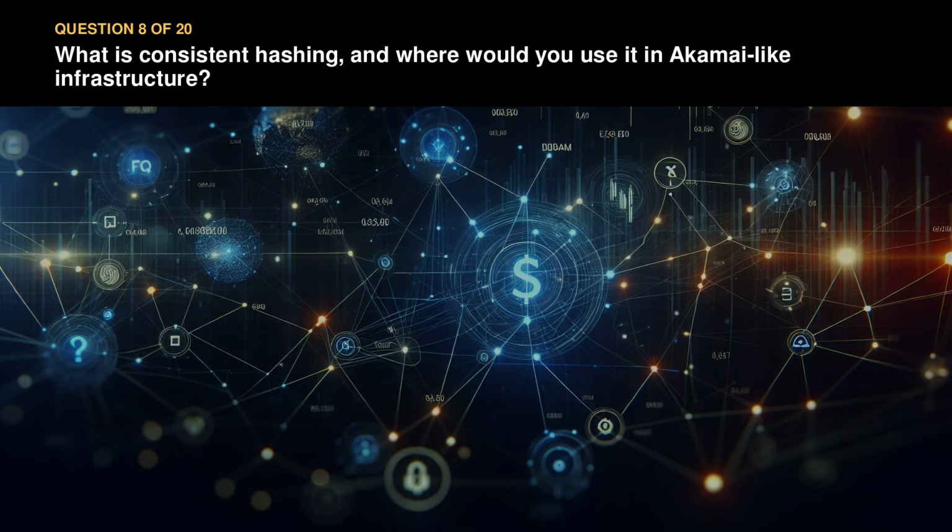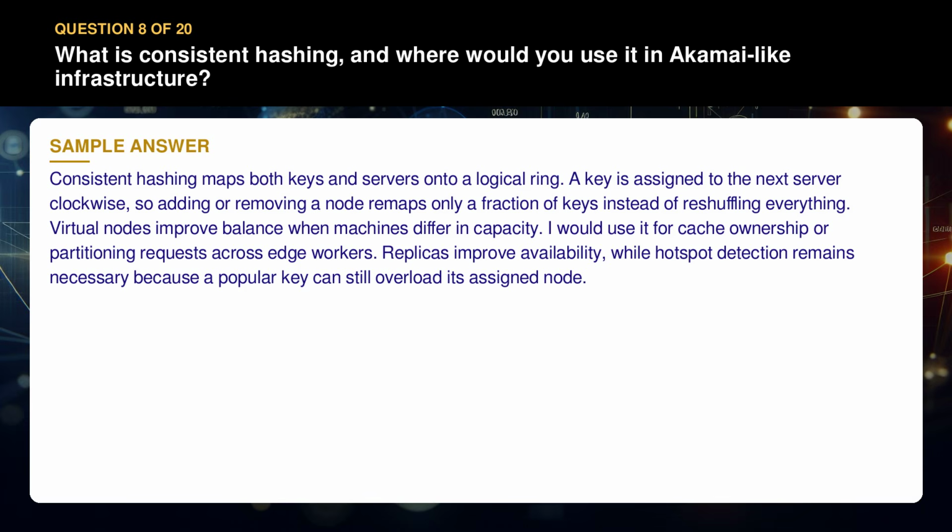Question 8. What is consistent hashing, and where would you use it in Akamai-like infrastructure? Consistent hashing maps both keys and servers onto a logical ring. A key is assigned to the next server clockwise, so adding or removing a node remaps only a fraction of keys instead of reshuffling everything.